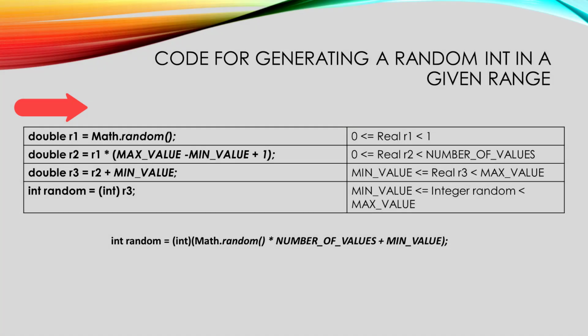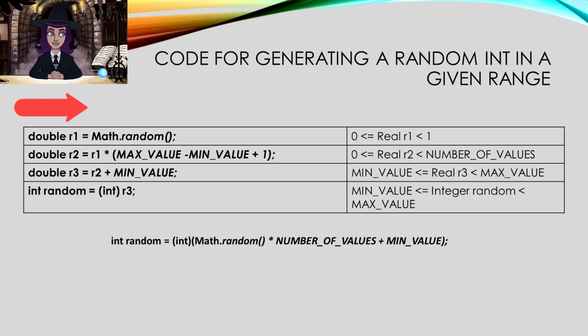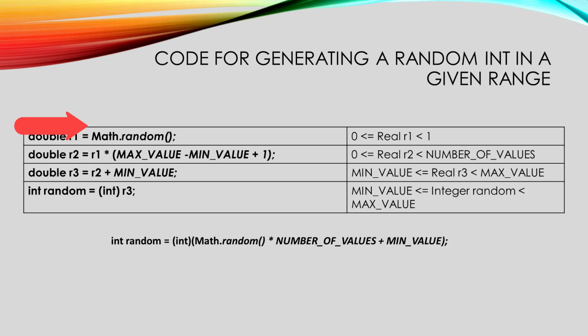Here's the code for those steps. First, let Java generate a random number between 0 and 1. Remember, it can generate 0, but it can't generate the 1. It can just get close to it. Then we multiply it by the number of values in our range. We add the minimum value of our range, and we typecast it to int.